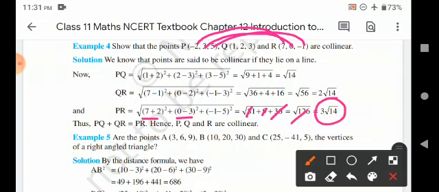Therefore, in this case, we found that PQ plus QR is equal to PR. Hence, P, Q and R lie on the same straight line, or the points are called collinear. Therefore, by using the distance formula, we can show that the given points are collinear.